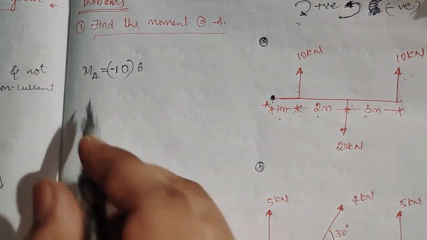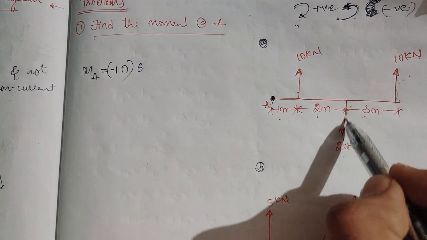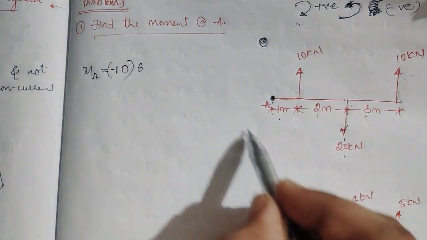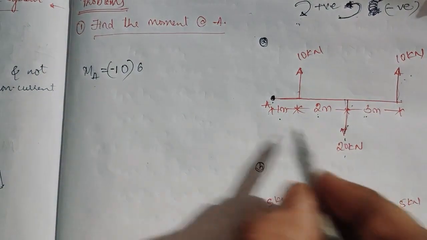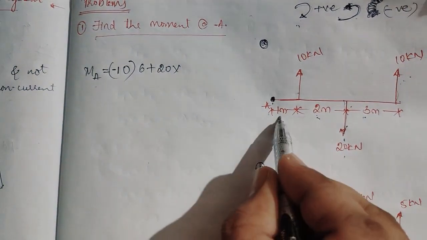Then there are other forces about A. Then we come to this 20 kilonewton force. The 20 kilonewton force is in the downward direction. About A the rotation effect will be like this, so it is positive, clockwise. So 20 into 2 plus 1, which is 3.